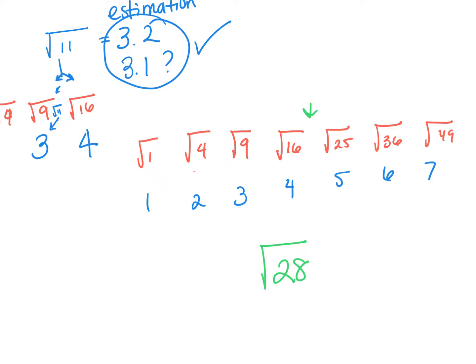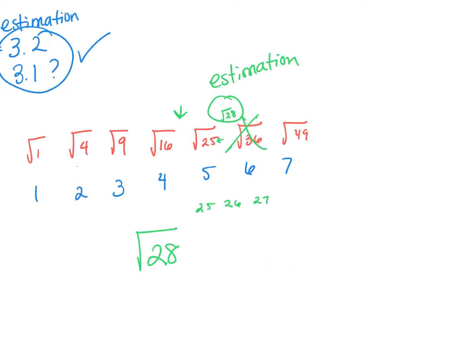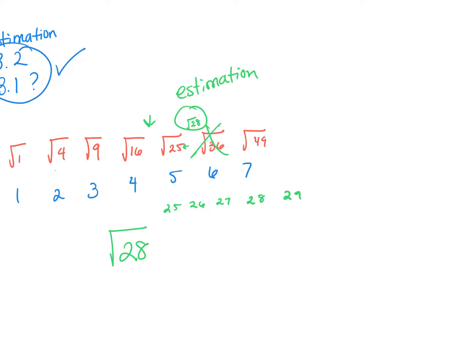If I give you what is the square root of 28, where does that go? It can't go here because 28 comes after 25. So it would be like right here, right? 28. So give me an estimation of the square root of 28. Well, it's really close to 25, not so close to 36, right? 25, 26, 27, 28, 29, 30, 31, 32, 33, 34, right? 28 is closer to 25 than 36.